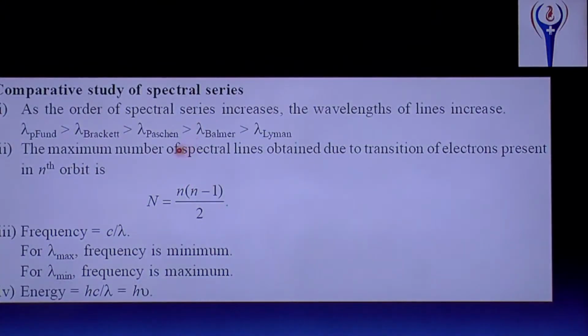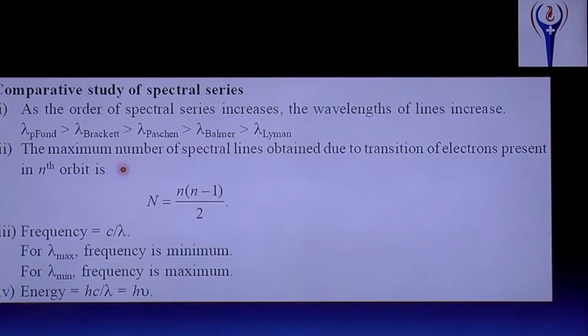Comparative study of spectral series. As the order of spectral series increases, the wavelength of lines increases. That is, lambda Pfund is greater than lambda Brackett is greater than lambda Paschen is greater than lambda Balmer is greater than lambda Lyman. Lyman is the first, Balmer second, Paschen third, Brackett is 4, Pfund is 5, in that order. As the order of spectral series increases, the wavelength of the lines increases. Therefore, lambda Pfund will be more and lambda Lyman will be least.